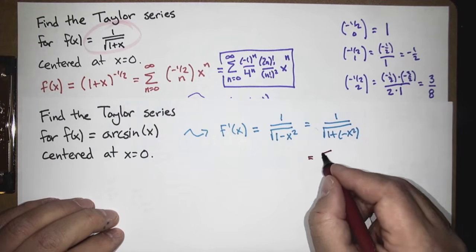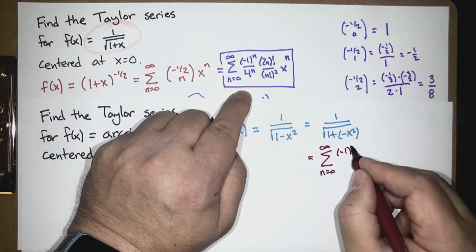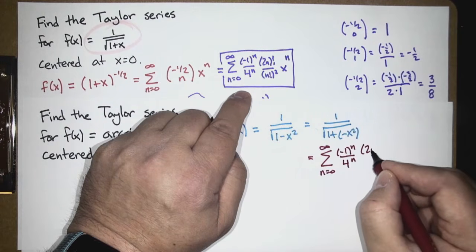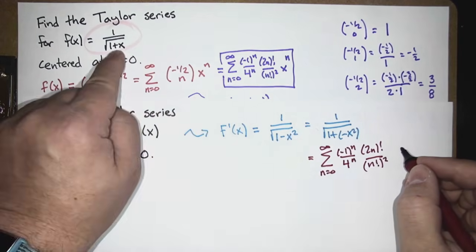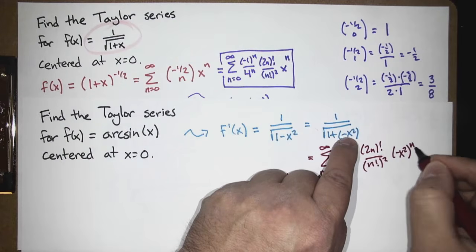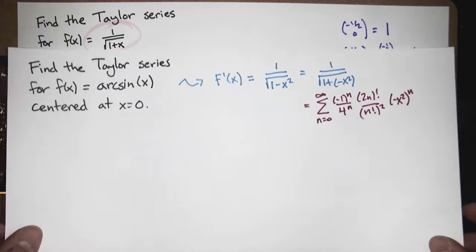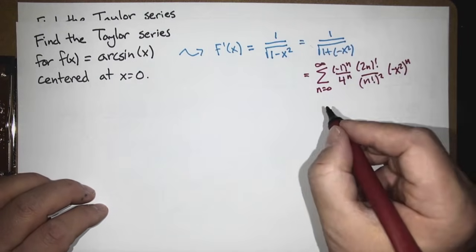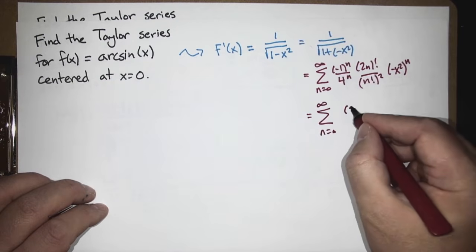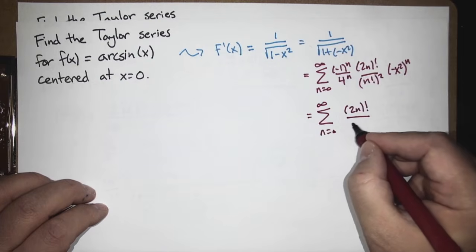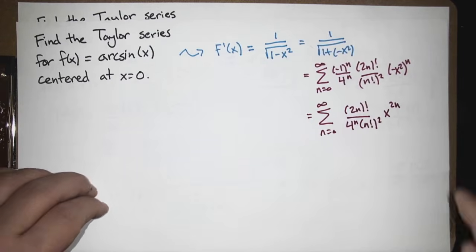So this is the sum. Using the work we already did, I can just copy minus 1 to the n over 4 to the n, 2n factorial over n factorial squared, and then instead of x, put in minus x squared to the n. So use what we did. Now, minus 1 to the n, minus 1 to the n cancel out. So we have the sum, 0 to infinity, of 2n factorial over 4 to the n, n factorial squared, x to 2n. Is this our answer?